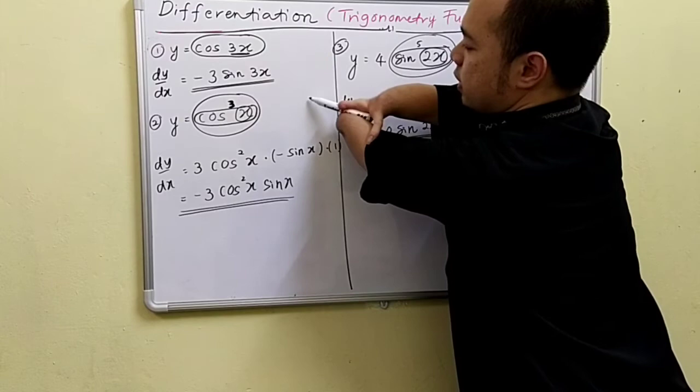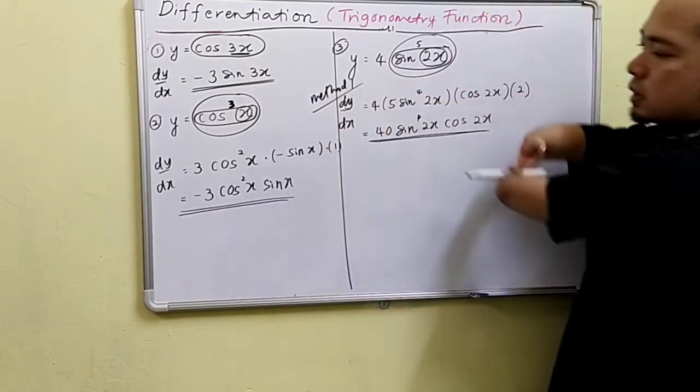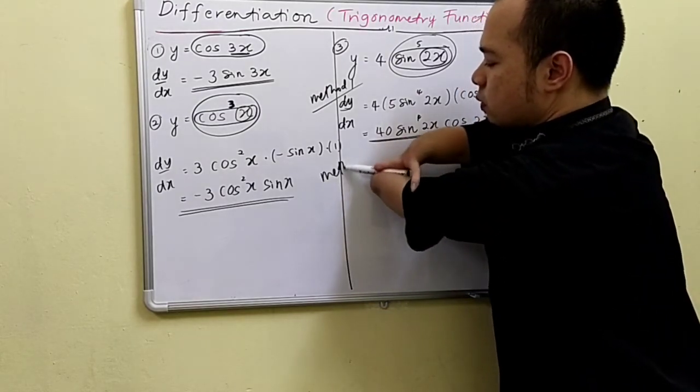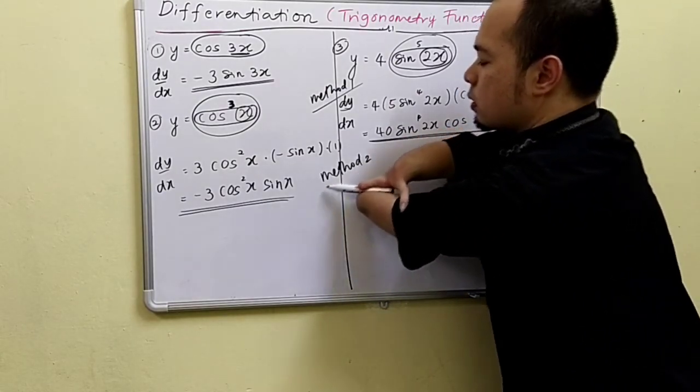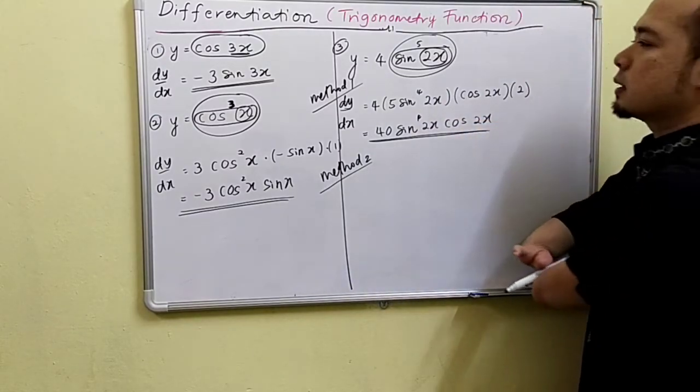So this is by using the outside and inside. Let's say this is method number 1. I will show you both methods. Method number 1 is outside and inside. What if same question, but for the second method I want to use the chain rule. Okay, chain rule.